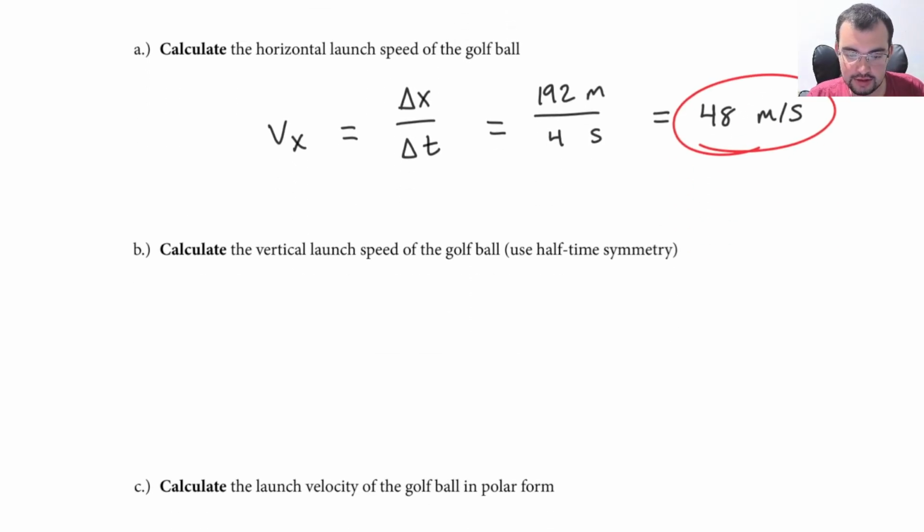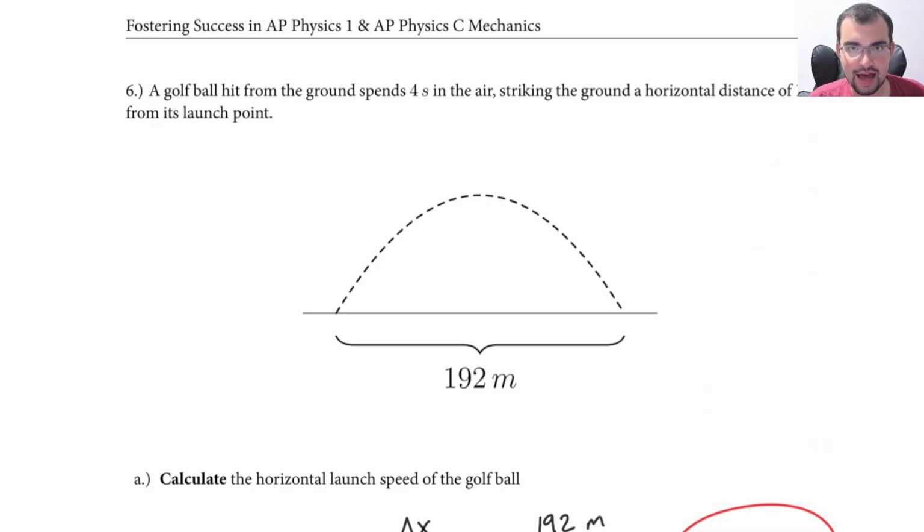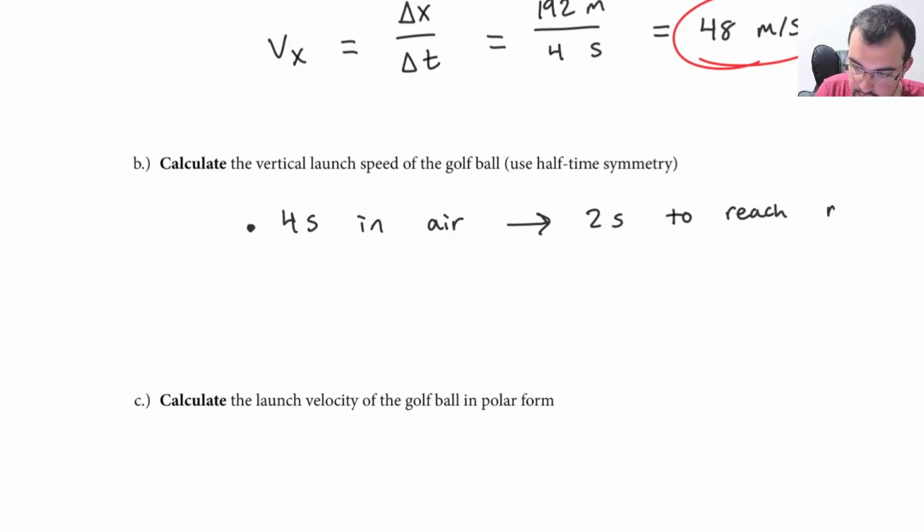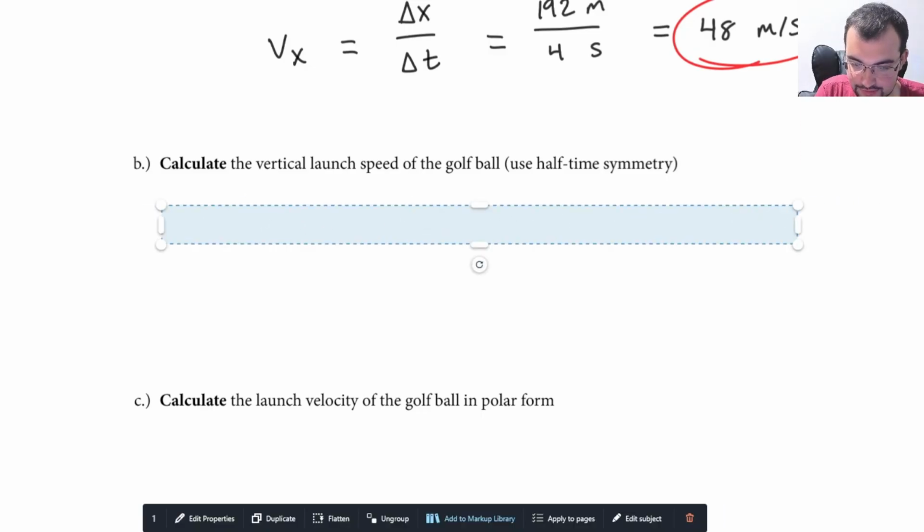All right, calculate the vertical launch speed of the golf ball, and it says use half-time symmetry. So why did I say use the half-time symmetry? Well, what we know is that we spend 4 seconds in the air. This means it takes 2 seconds to reach the max height.